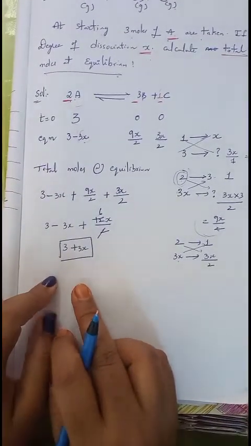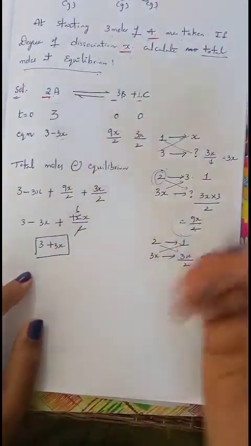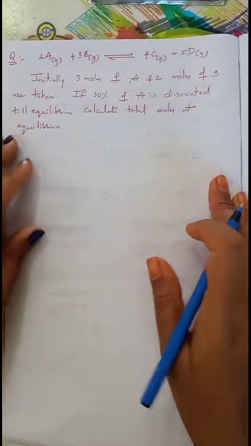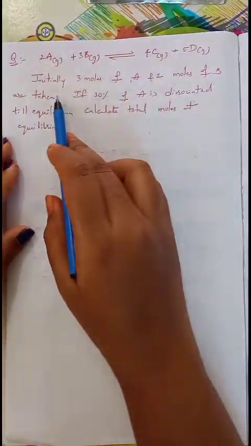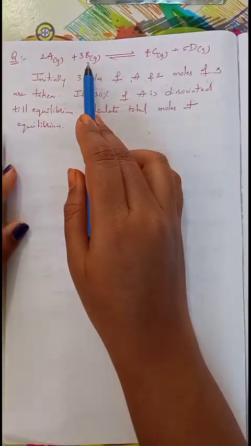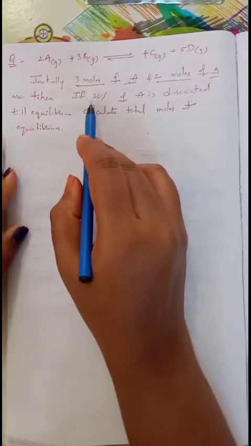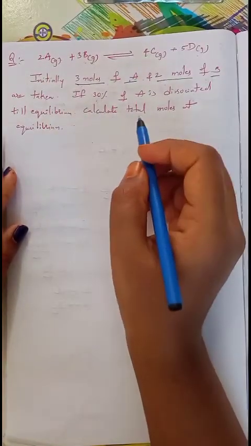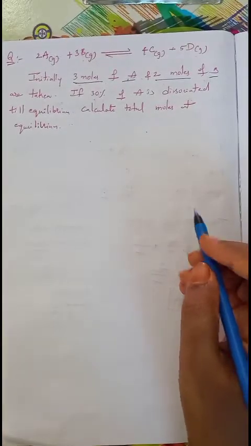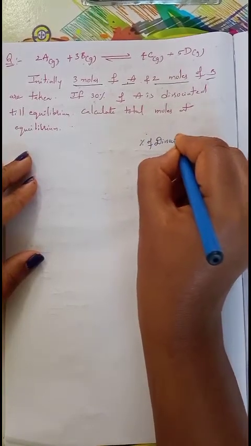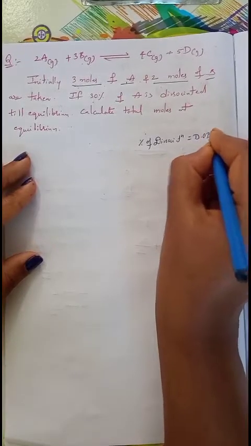Like this we will calculate the total moles at equilibrium based on the degree of dissociation. Now we will see one more question. Here they have given an equation. Initially 3 moles of A and 2 moles of B are taken. They have given that 30% of A got dissociated, the percentage of degree of dissociation at the equilibrium state. You want to find the total number of moles. So here we have to use the formula: percentage of dissociation is equal to degree of dissociation into 100.